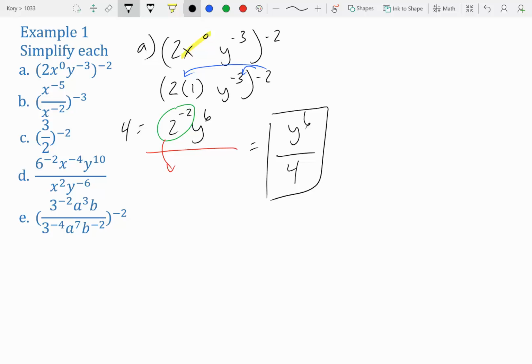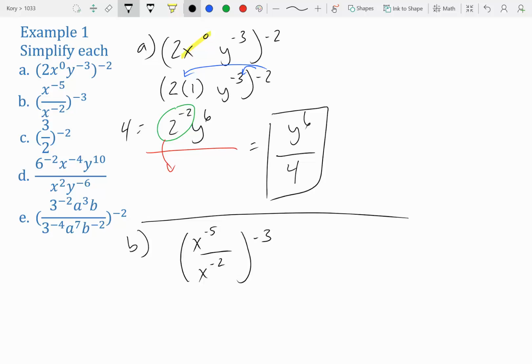Alright, moving on to part B. So we have x to the power of negative 5 over x to the power of negative 2, and that's all to the power of negative 3. Just like we did before, we need to distribute, use PEMDAS, simplify as much as you can, and then you flip if it's negative. Remember, when we have a fraction, we distribute the exponent to both top and bottom. So we have x to the power of 15 over x to the power of 6, and then we can simplify this to 9, so all we have left is x to the power of 9.